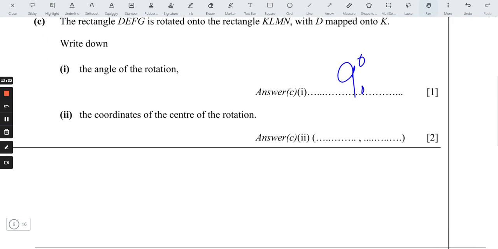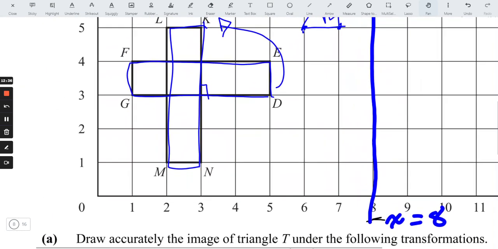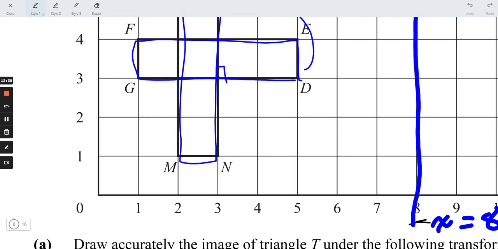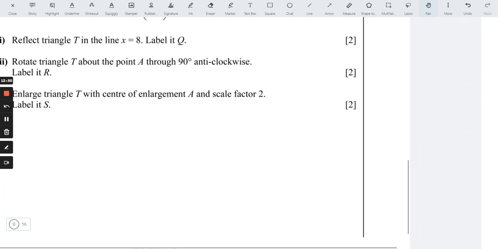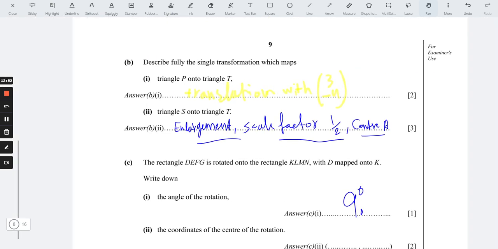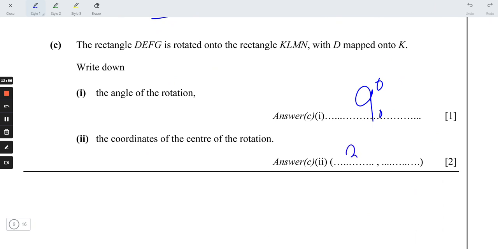And now the coordinates of the center of the rotation. The coordinates of the center of the rotation are clear here. We have found it here because they are mapping from this D to that K, and the point is here, 3 and 3. So the center of rotation is 3, 3: 3 on the x-axis, 3 on the y-axis.